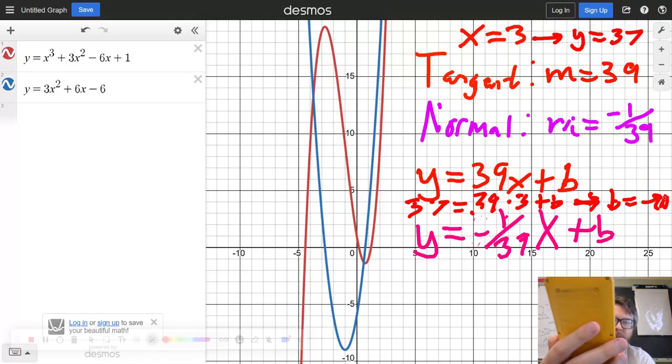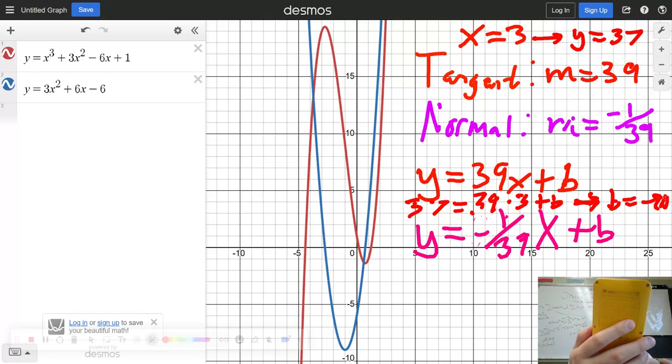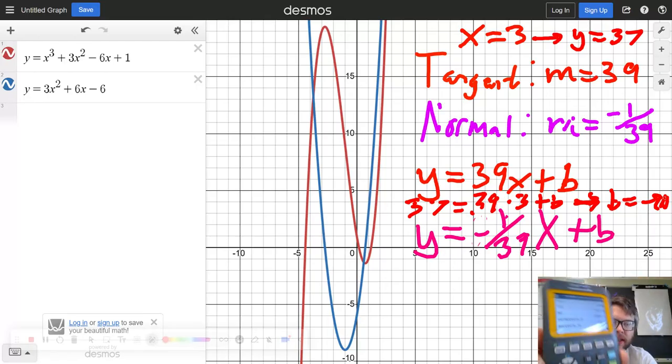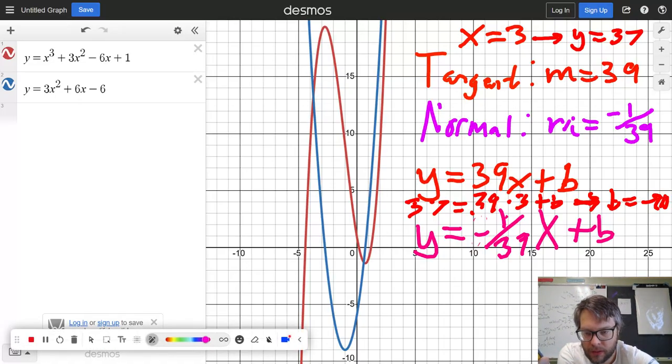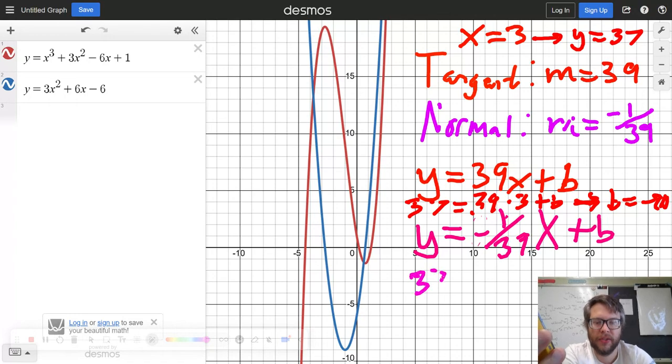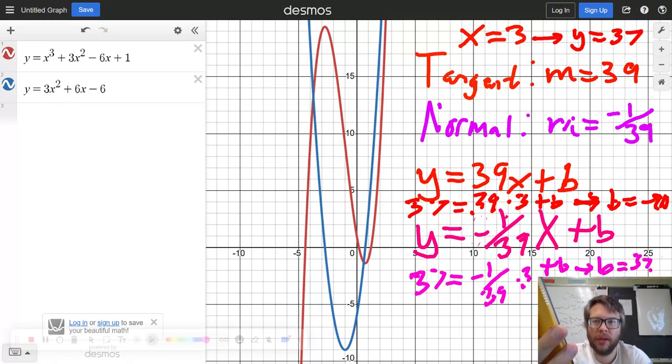Real similar process for the other one. I go -1 over 39 times 3, because 3 is my x value. And then I go 37 minus the answer I got. It came out to be some pretty nasty decimals. So for the pink one, I just did 37 equals -1 over 39 times 3 plus b. We got b equals 37.08.